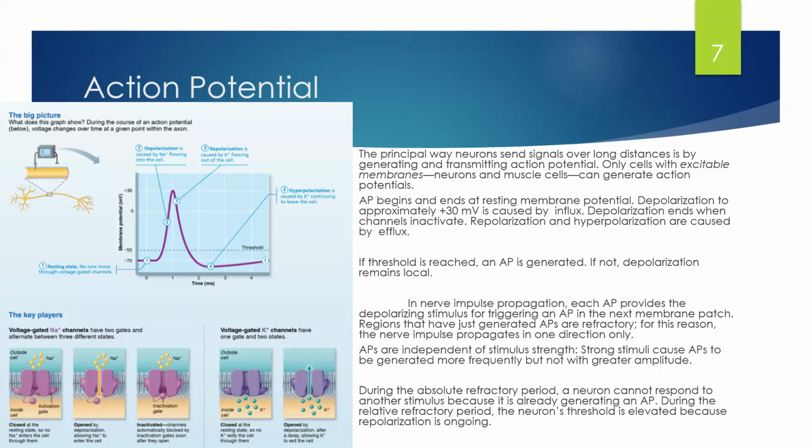And then in nerve impulse propagation, each action potential provides the depolarizing stimulus for triggering an action potential in the next patch. Regions that have just generated action potentials are refractory. And then for this reason, the nerve impulse propagates in one direction only. And then action potentials are independent of the strength of the stimulus. A strong stimulus causes action potentials to be generated more frequently, but not with greater amplitude.